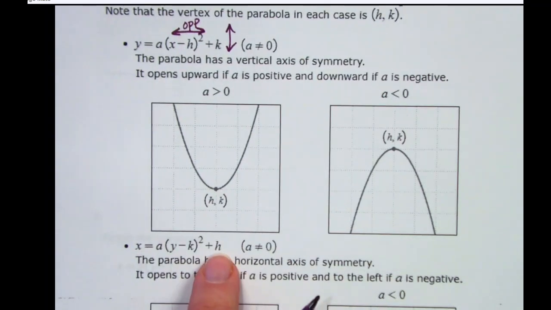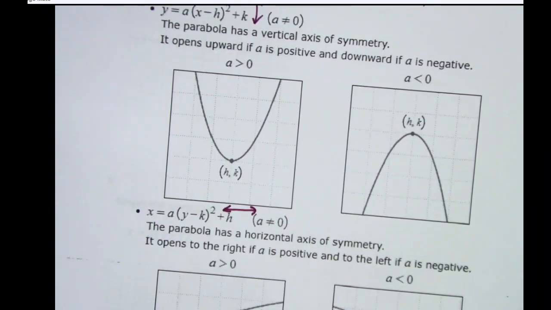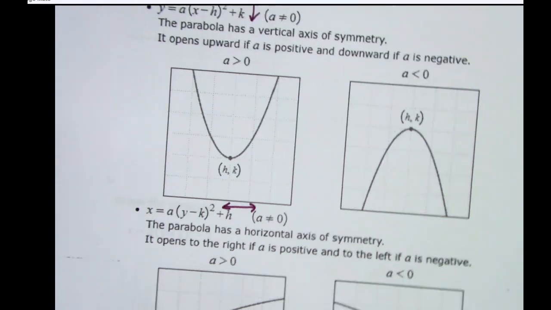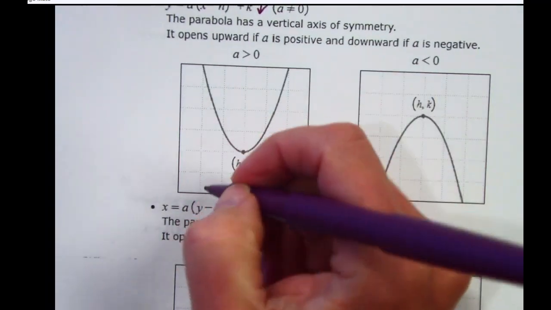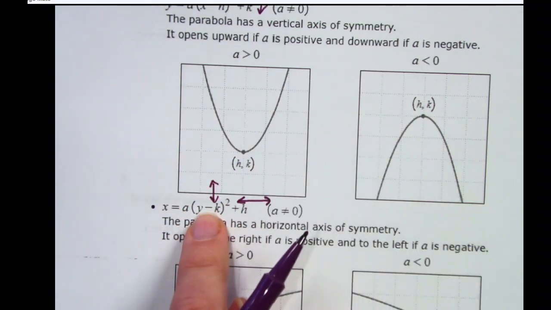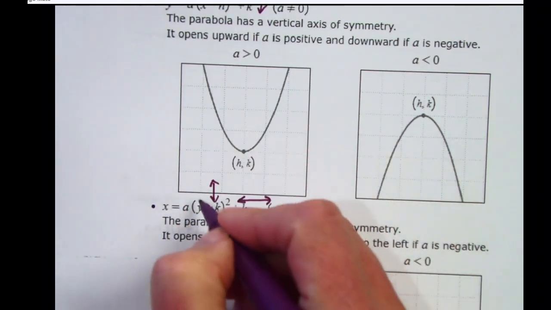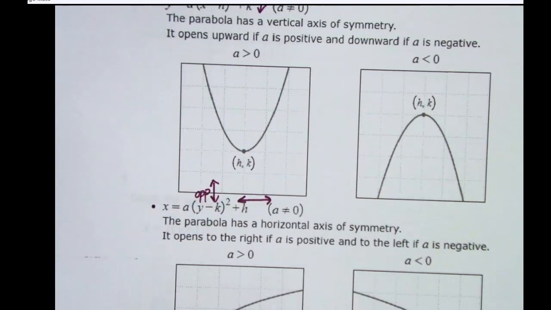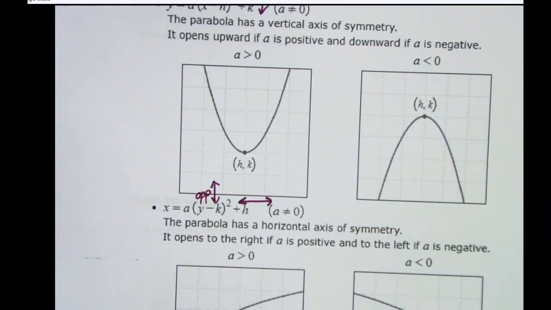This time the H is on the outside. So guess what it does? It's going to move our parabola left and right. And the K still is up and down, but because of that minus, we move in the opposite direction. The A is still our stretch and compress.